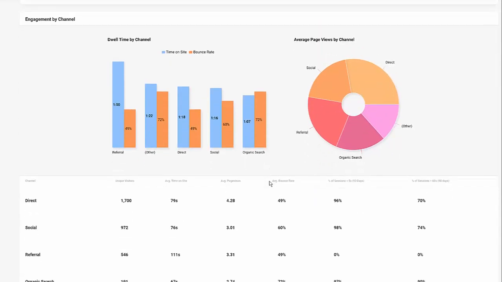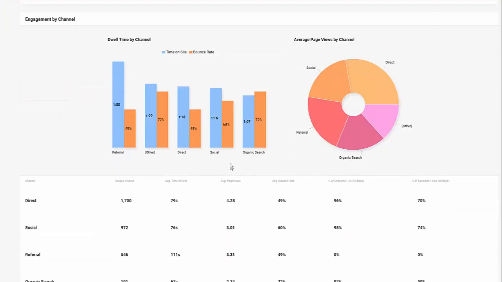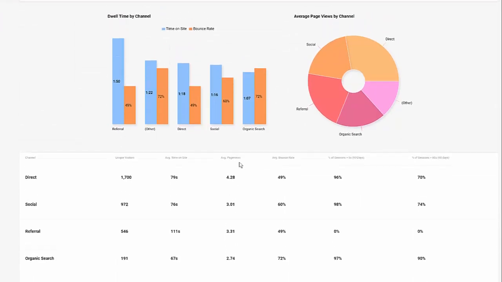In the engagement panel, what you're looking for here is an explanation as to why these channels might be producing the results above, right? So we're looking at average dwell times, bounce rates, number of page views per channel. It's basically a more consolidated view of engagement data in a single display. So it's easier than navigating around Google Analytics, by far.